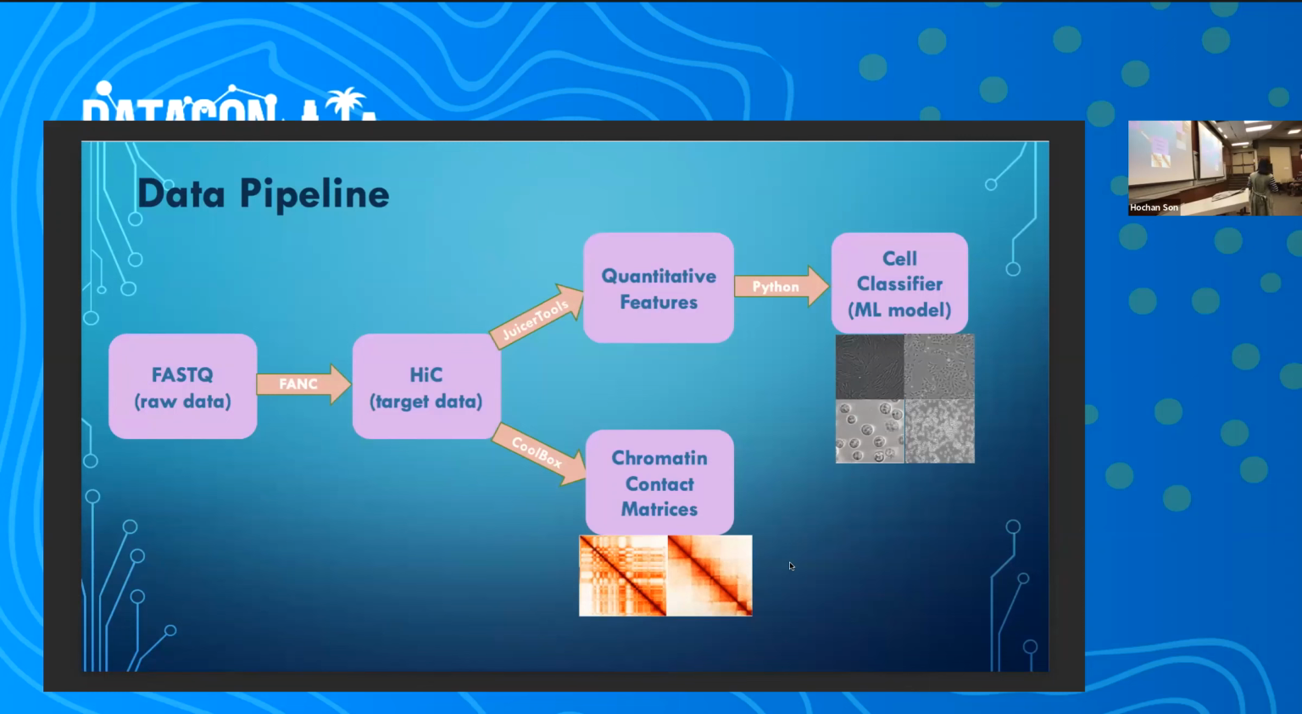I'm trying to put it this way, to just make it easier for everybody to see. All right. So I start with the raw data. The raw data that comes from the sequencing is the FASTQ data.